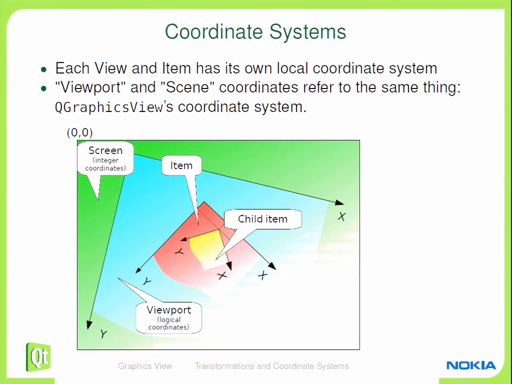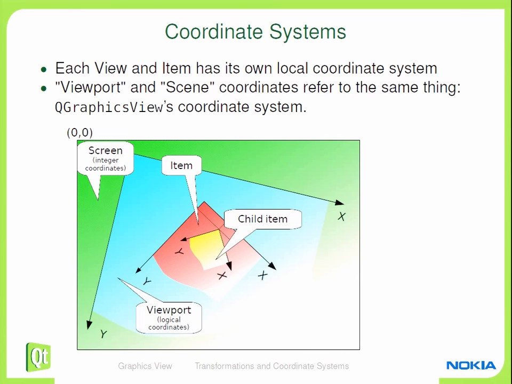So each different part of the graphics view has its own local coordinate system. That means the view has its coordinates, the absolute positioning in the screen. The scene inside the view has its own coordinates. And then the items inside the scene are positioned to the scene's coordinates, but inside they again have their own local coordinate system. The items can have child items, and they also have their own local coordinate system.